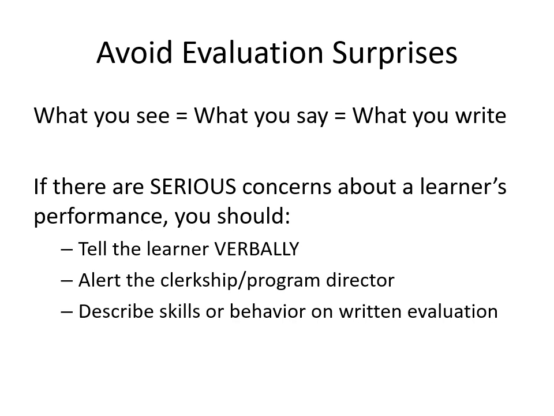It's also critically important that our written evaluations not contain surprises. So we should be consistent with what we see, what we say, and what we write. And if there are serious concerns about a learner's performance, we should tell the learner verbally. That's a crucial first step. Next, alert the clerkship or program director, and then describe the skills or behaviors on the written evaluation.